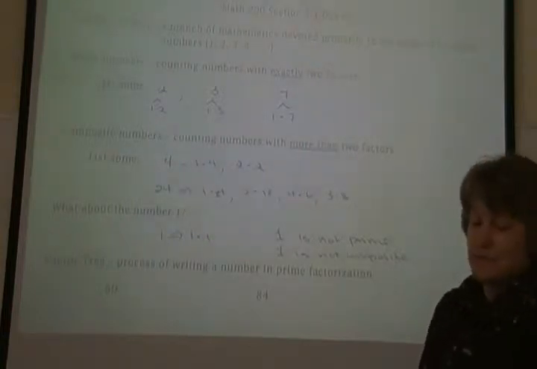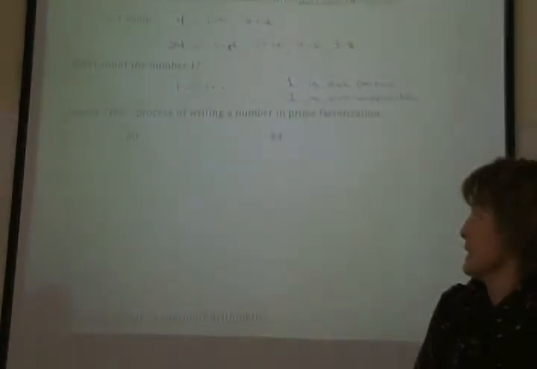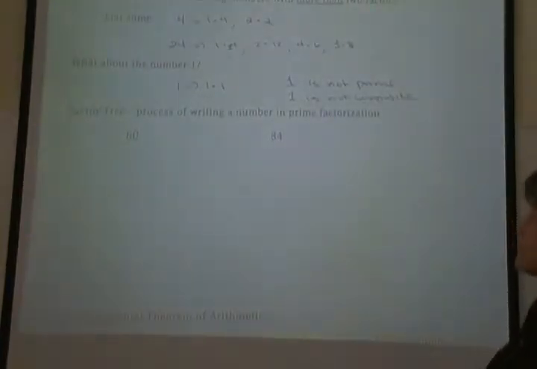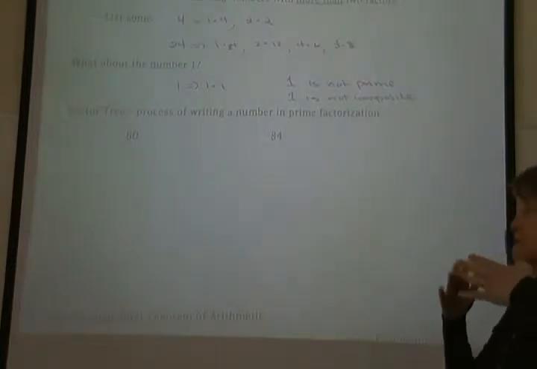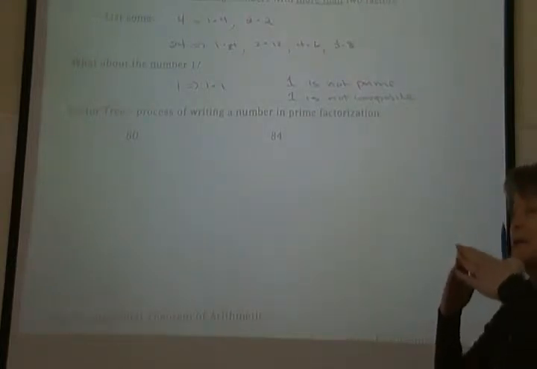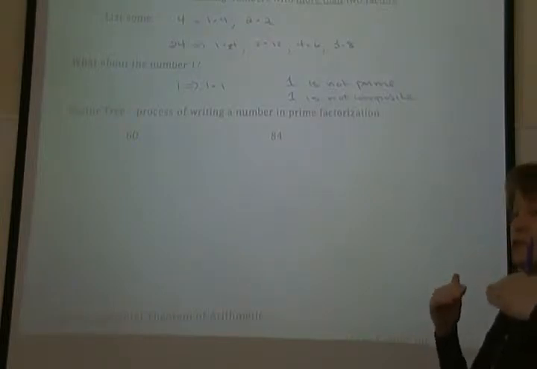So moving on from those definitions to the idea of a factor tree. A factor tree is one way to write a number in what we call prime factorization. To get the prime factorization, you have to take the number and break it into factors and keep going until you get to the prime numbers.